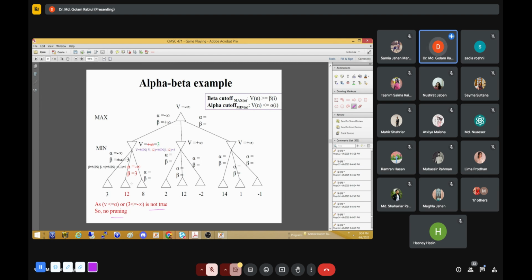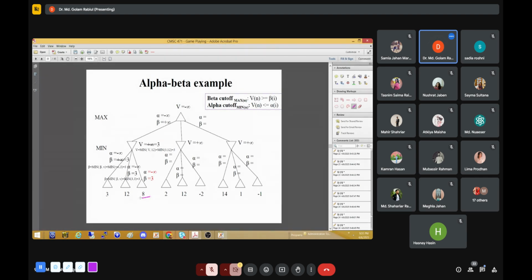So when we fail to prune, we have to update the beta again. Update the beta according to the same equation, the minimum of beta and the current value of v. In this case, beta is 3 and v is also 3. Which one is minimum? Minimum is 3. So beta is 3. After updating the beta, we pass this alpha and beta value to the next branch. So for the next branch, alpha is negative infinity and beta is 3.